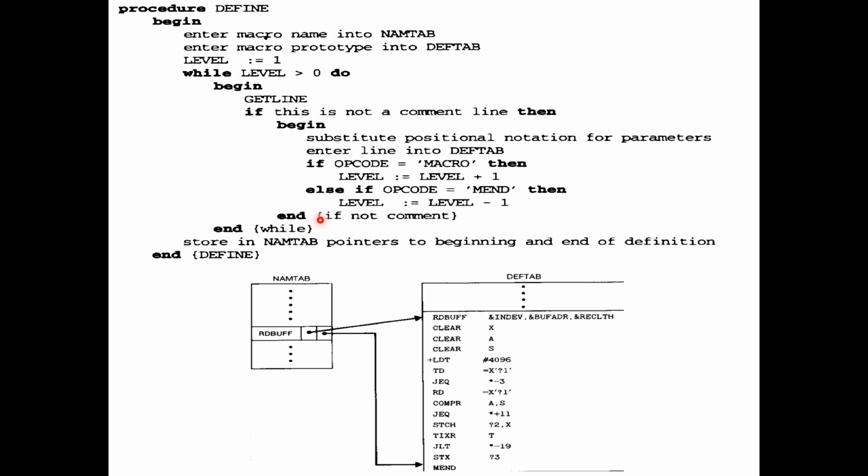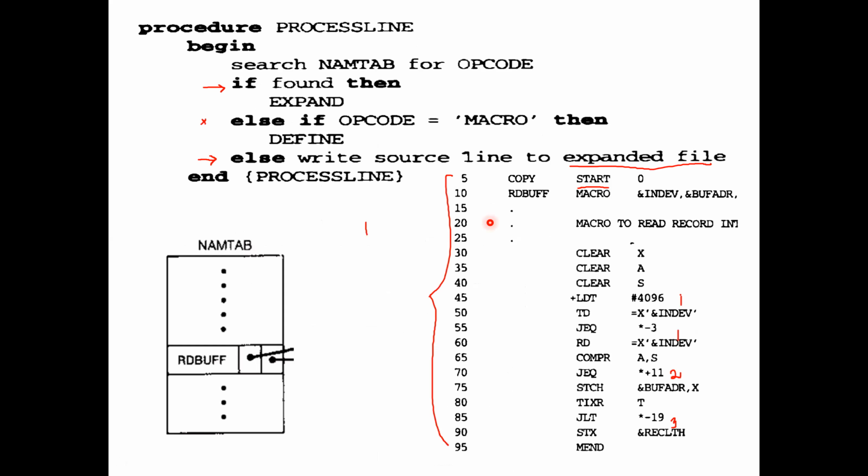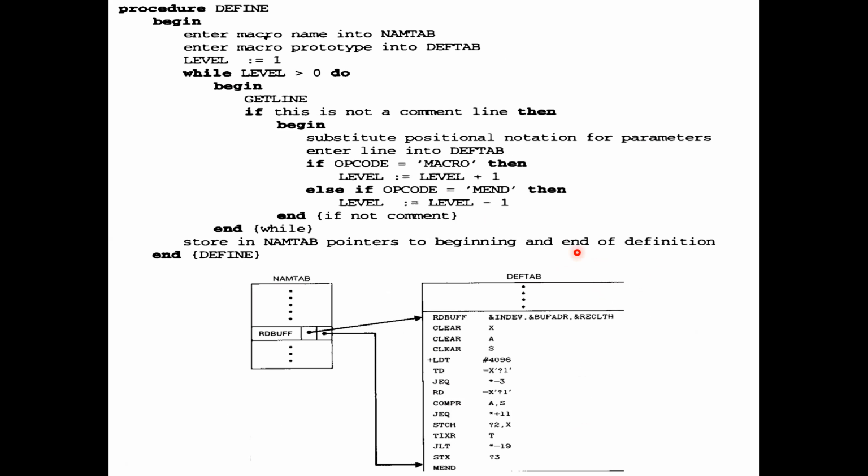So see, end if not comment. We started with if it is a comment, and end while. So where does the while start? While level greater than 0. Level is still 1, right? We did not decrement level yet. Again, it will get the next line. So we have read clear, next it will read clear A, it will read clear S, and it will keep reading all these statements. That is why you have a get line coming in this procedure. You keep reading all the lines and you add those into the definition table.